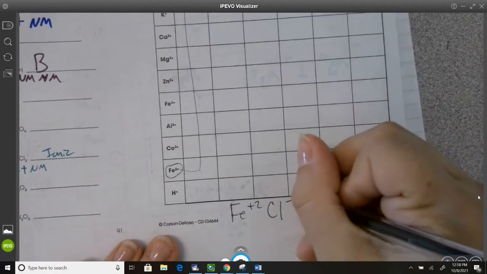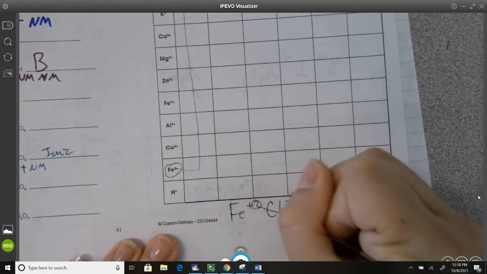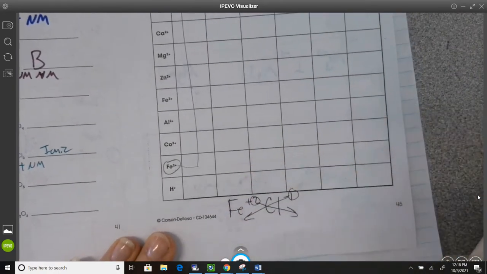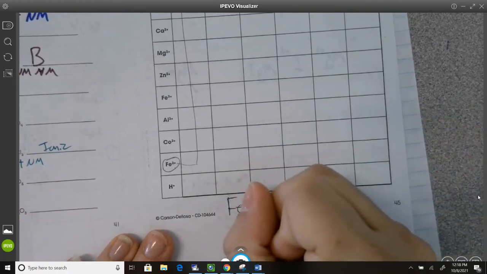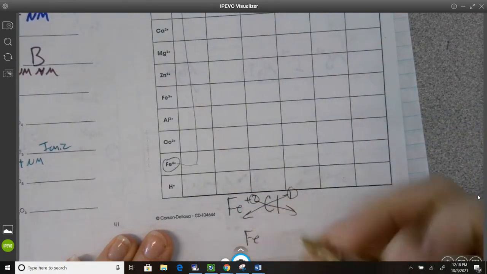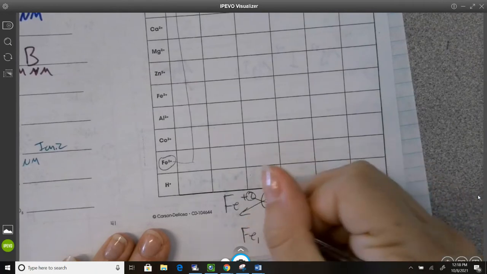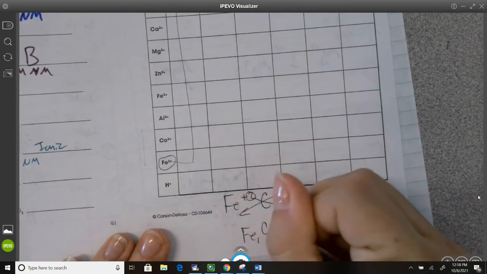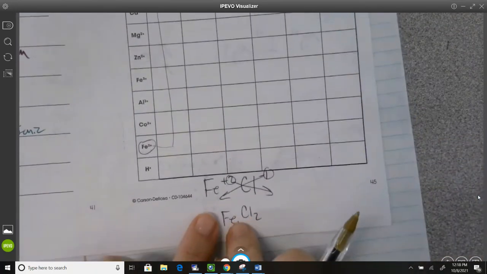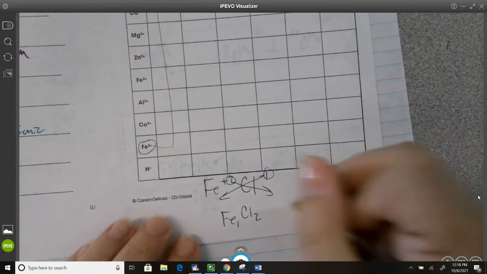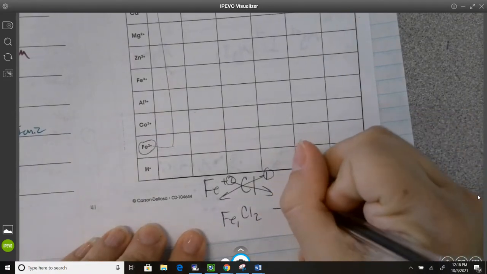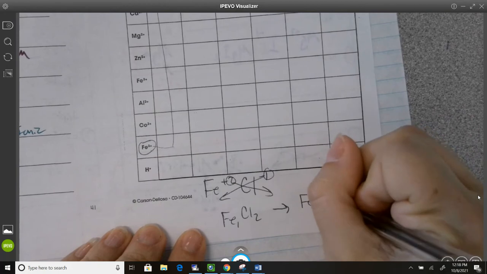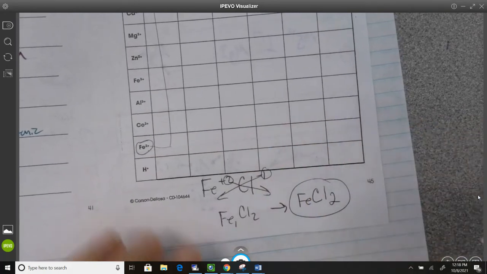I would take the numbers and I would crisscross them down. So I would essentially have Fe1 Cl2. Now 1, so you don't have to actually write 1. The most correct way to write this would be FeCl2. And so that would be my answer.